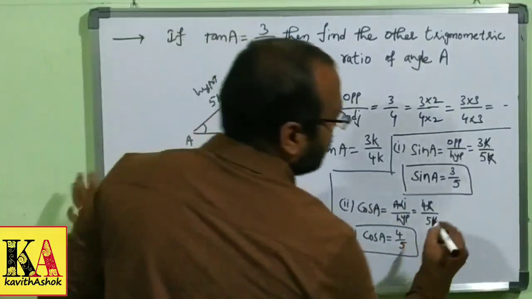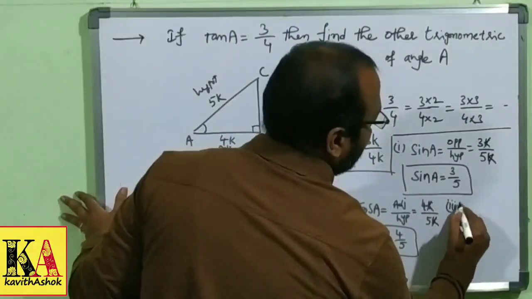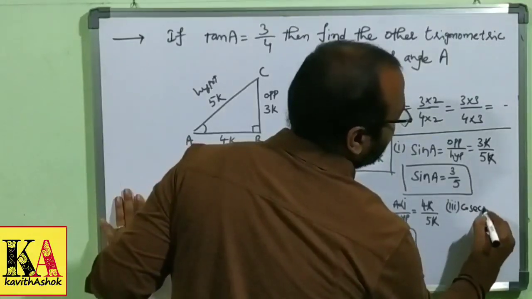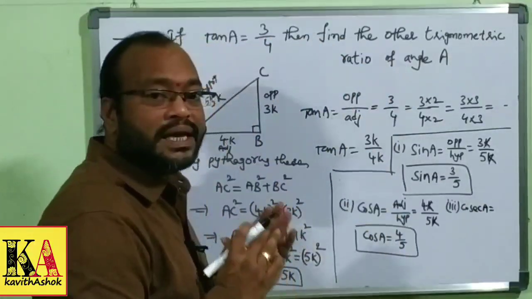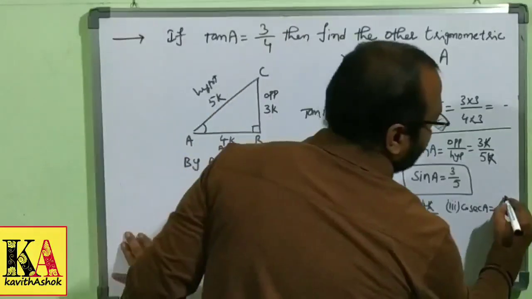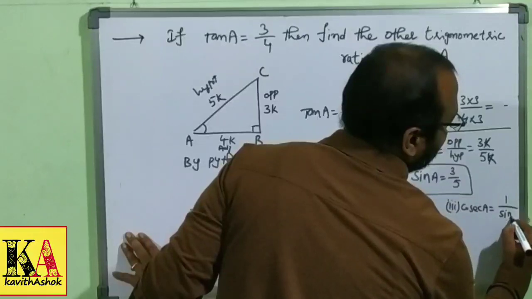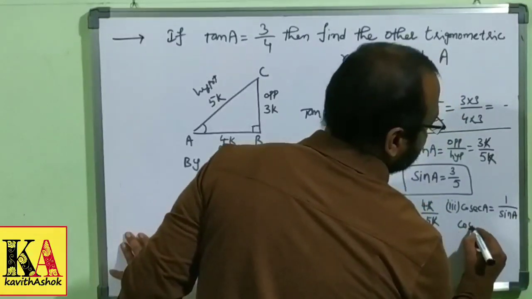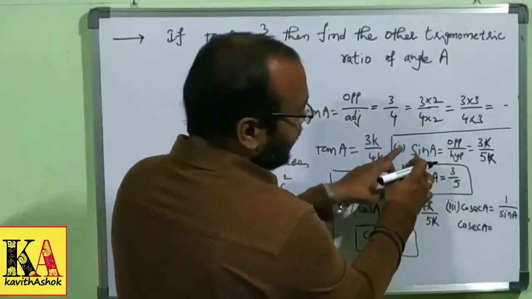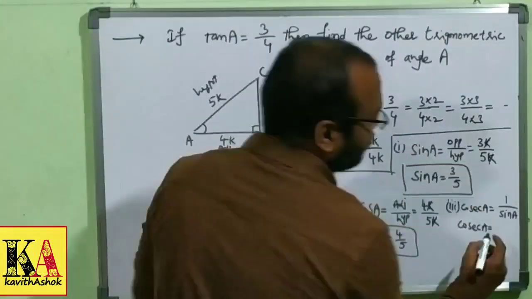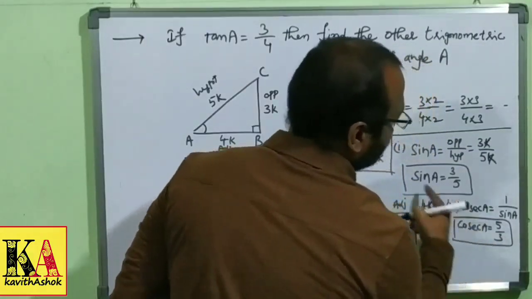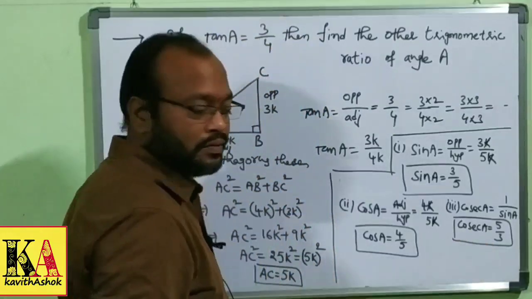Now the third one. Tan is already there. Now we can calculate cosec. Cosec A. We already know cosec is nothing but the multiplicative inverse of sine, so simply 1 by sin A. So now cosec A is equal to the reverse of sine. Sine value is 3 by 5, so the reverse of sine is 5 by 3. That's why cosec A is equal to 5 by 3.